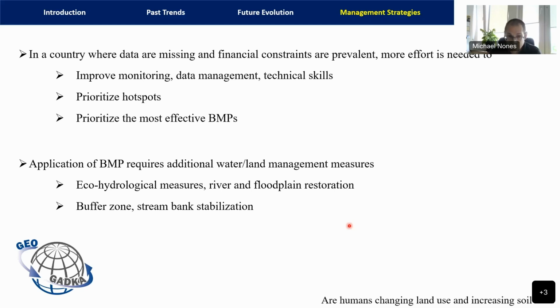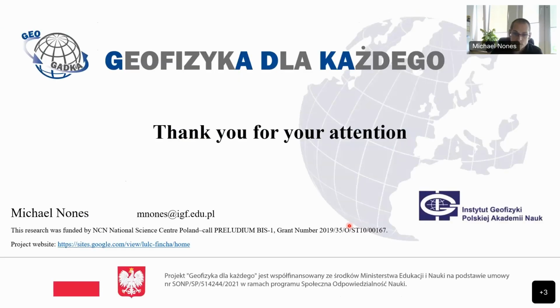And these management practices can be applied also in combination with other management measures, both physical and political measures. For example, some ecological measures along the rivers and floodplains for the creation of buffers. So that was the idea of the study, and this study was used as an example to investigate how humans can change the land use and how these changes in the land use can change the soil erosion and increase the soil loss.